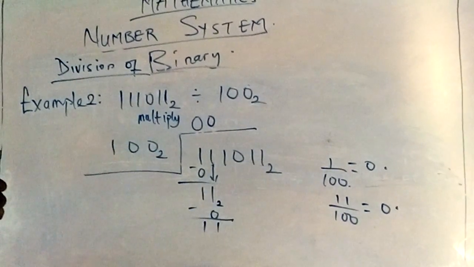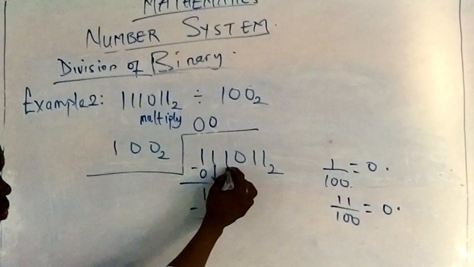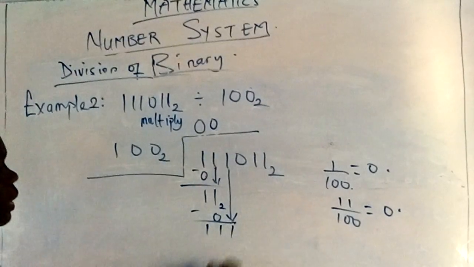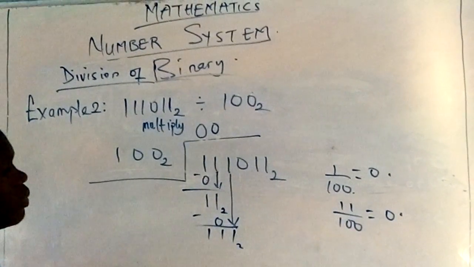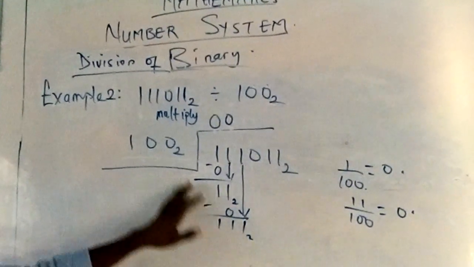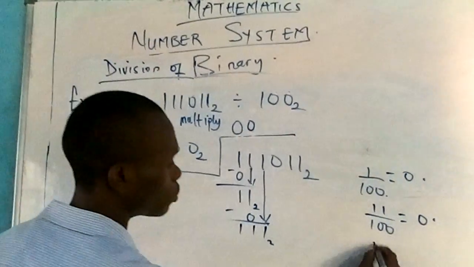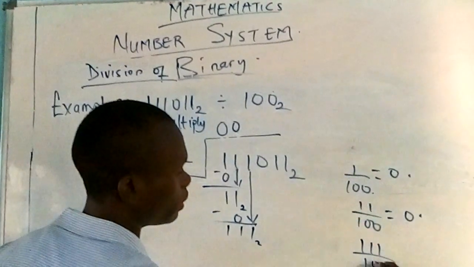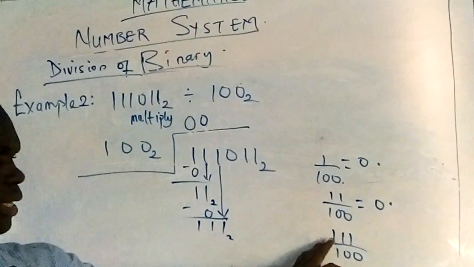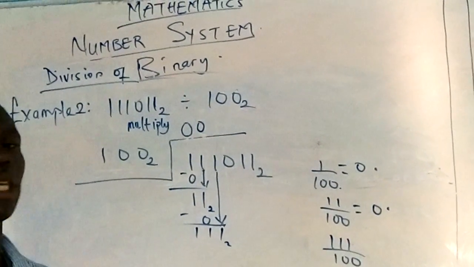And then what did I say you do after your subtraction? You drop just one number, and then that is 1. So we have 1, 1, 1 base 2. Now this is 1, 1, 1 divided by 100. Now you just look at it. This is 1, 1, 1 now divided by 100. You can see this division is possible. I can get a 100 from a 111.